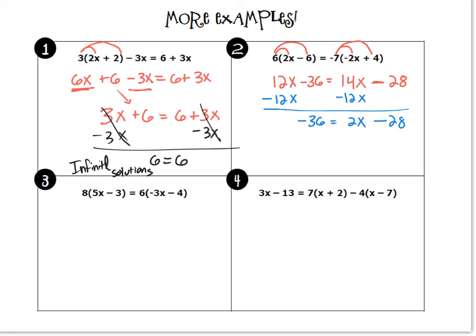And then I'm going to move the 28 over by adding 28 to both sides. So those cancel out. And negative 36 plus 28 is negative 8. And then to finish this problem, I've got to divide both sides by 2. So my answer, negative 8 divided by 2 is negative 4. So negative 4 equals x. Oh goodness.